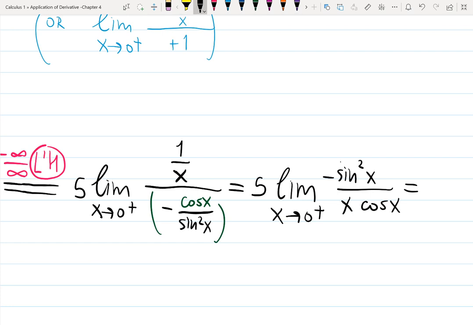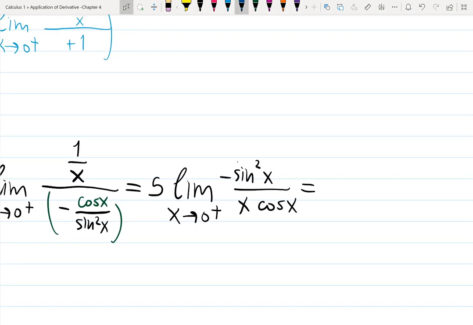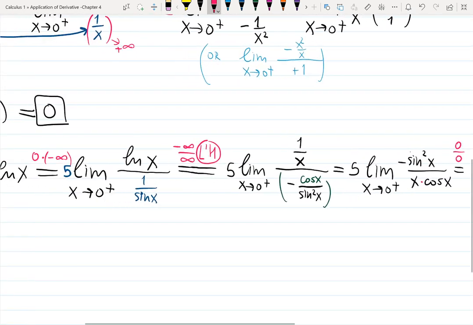Let's see, maybe now I will have the answer. I'm plugging in 0, and at the top I will have 0, because sine of 0 is 0, and squared gives me still 0. And at the bottom I will have 0 times 1, because cosine of 0 is 1. So I have 0 over 0 case. How to proceed? 2 ways to do it.